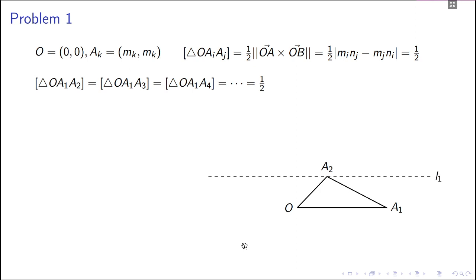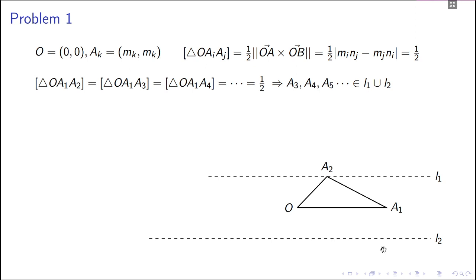Can it lie somewhere else? It can also lie on the other side at the same height. So if A3 lies on this line, then the area will be the same. Similarly for A4, A5. So all the points basically have to lie on this or this. This is the relation you get.